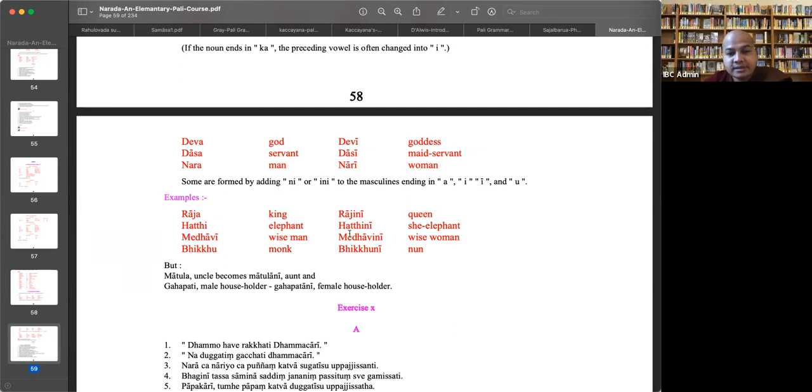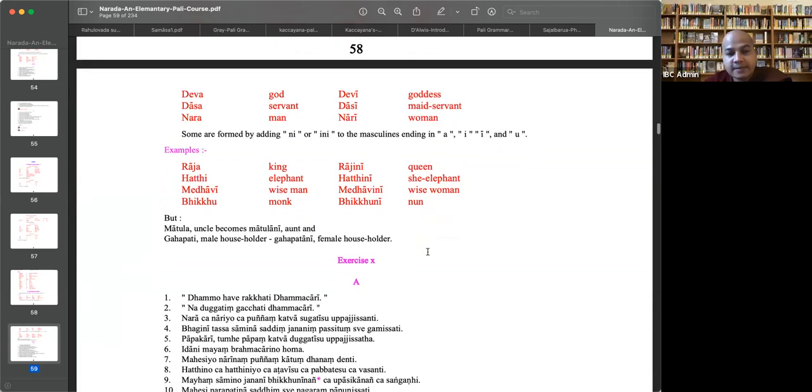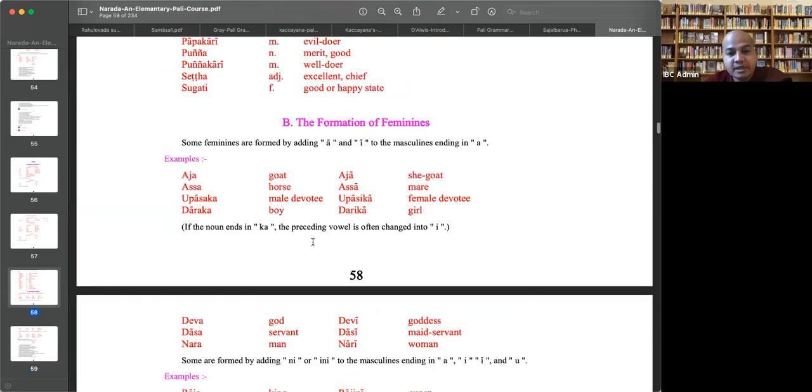Hatti, elephant. Hattini, she elephant. Medhavi, wise man. Medhavini, wise woman. Bhikkhu, monk. Bhikkhuni, nun. Matula becomes Matulani, uncle and aunt. Gahapati, Gahapatani, male householder and female householder. So these are some of the new words that are introduced here.